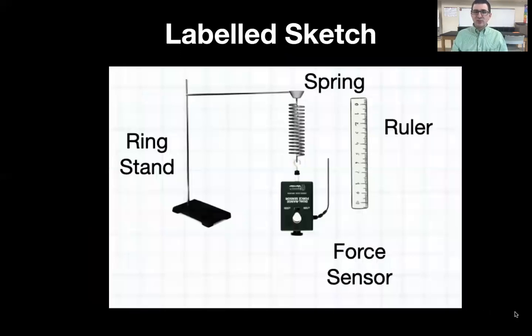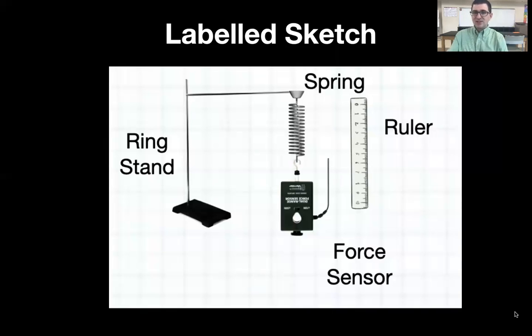So let me zoom in on that a little bit. We have a spring, which is being held up by a ring stand, and a force sensor, so we can pull down, because however much we pull down, we know the spring has to pull up equally in order for the system to keep a constant velocity. And then a ruler where we can measure the initial length and the final length.